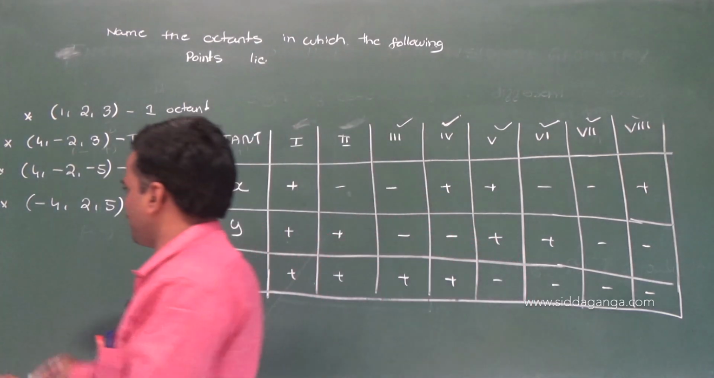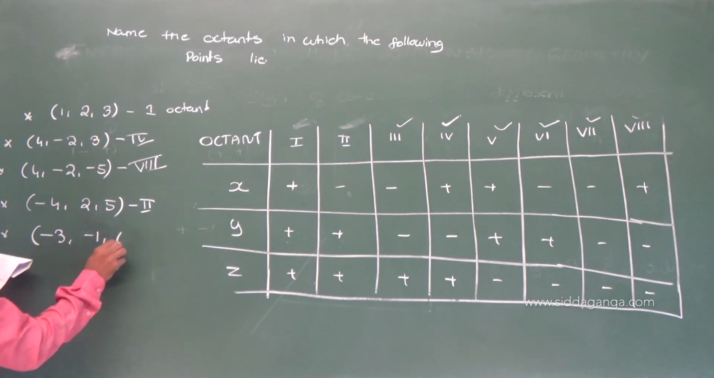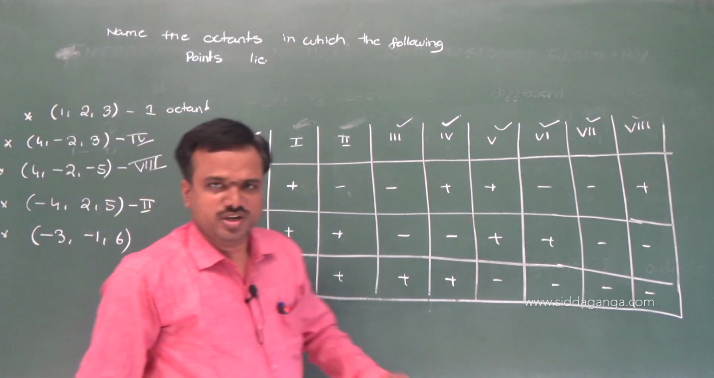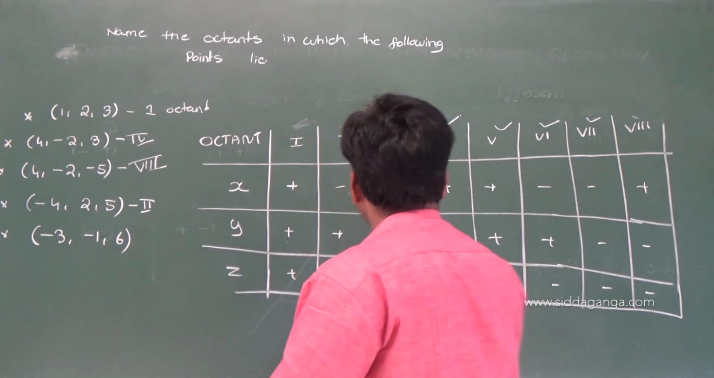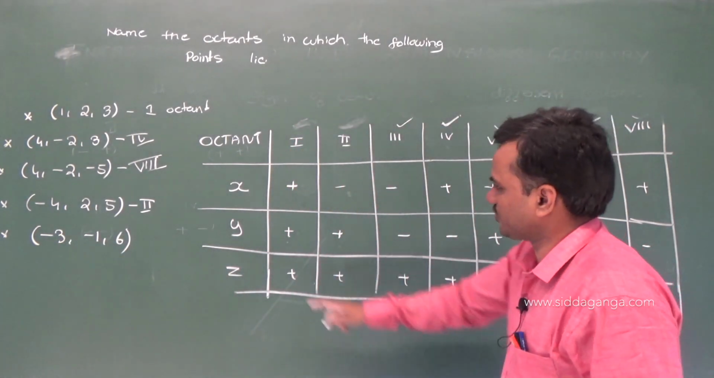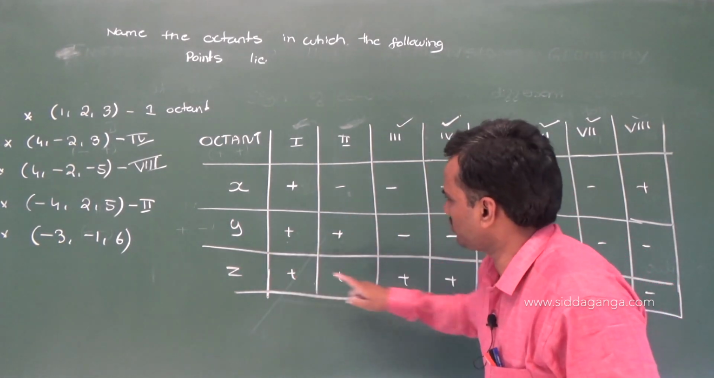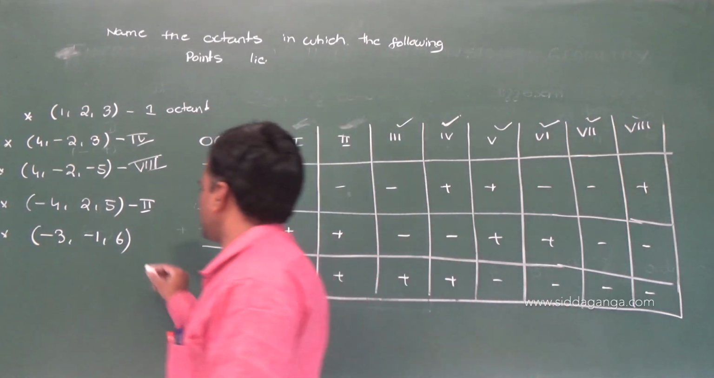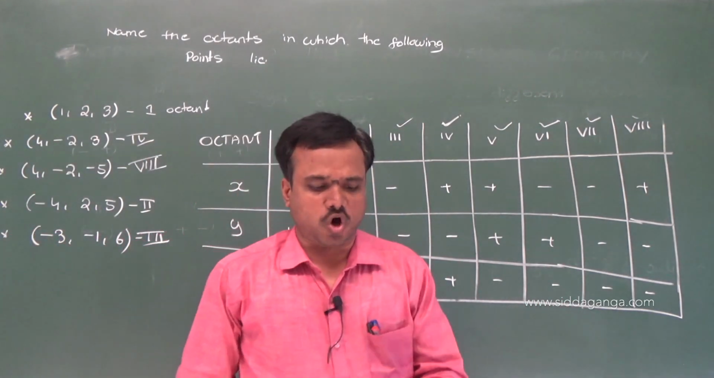Next problem, minus 3 comma minus 1 comma 6. In this point, x coordinate is negative, y coordinate is negative, z coordinate is positive, which means it lies on the third octant.